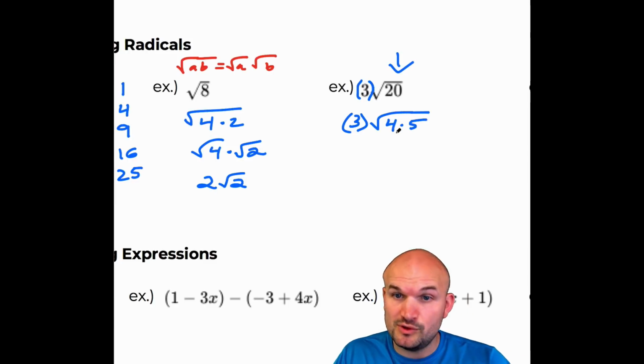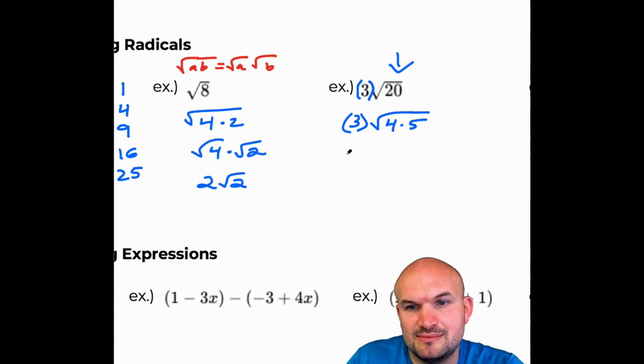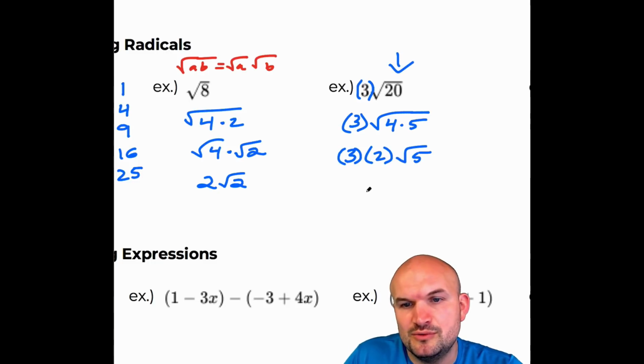Okay. Now, the square root of 4 is obviously 2. I could break it down again if I wanted to, but in this case I'm just going to leave it out there. So 3 remains. The square root of 4 is 2. I can't simplify the square root of 5 anymore, so I'm just going to leave that as a radical there. And then we have 3 times 2, which is 6.